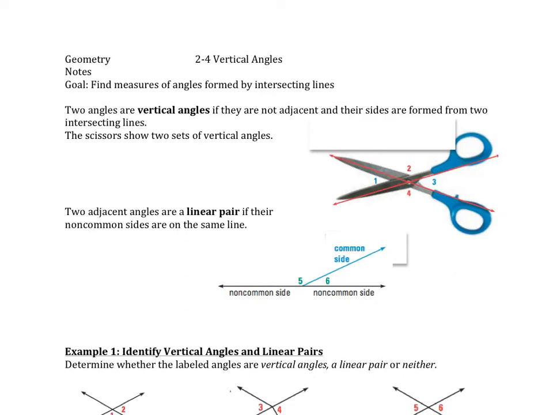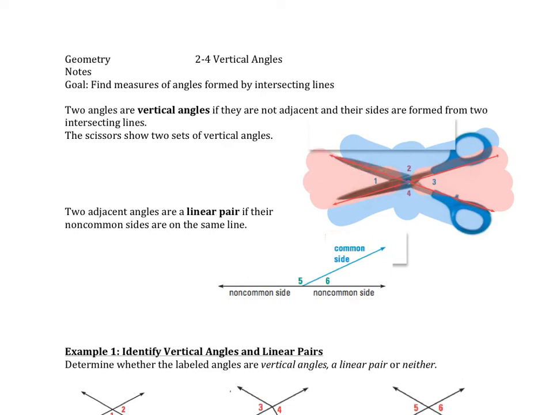So think about this pair of scissors. I have two intersecting lines. The angles that I like to say are across the street from each other would be angle 2 and angle 4. And then angles 3 and 1 are across the street from each other.